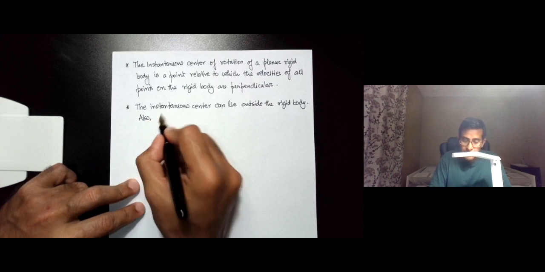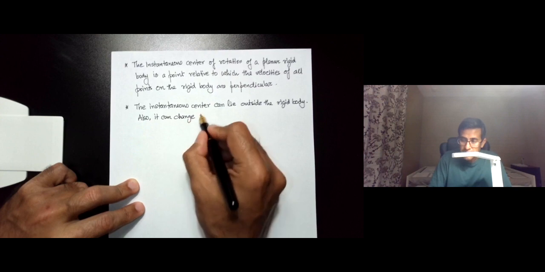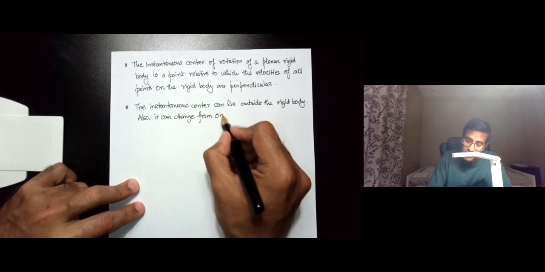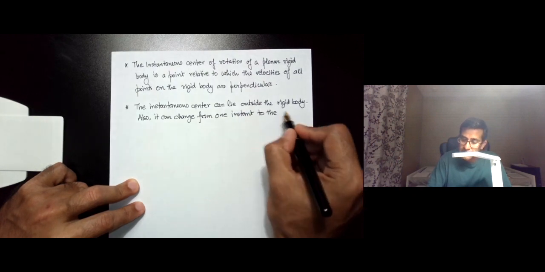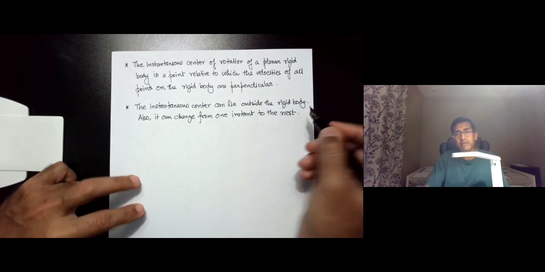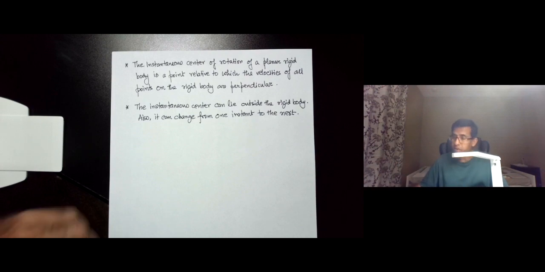Also, it can change from one instant to the next. And this is why we refer to this point as the instantaneous center, because we are giving a general definition of this point, where it is possible that the center about which the rigid body has this pure rotation changes from one instant to the next. And this is quite common.